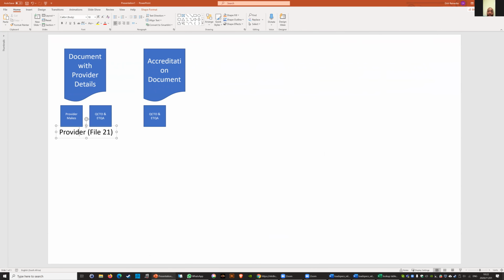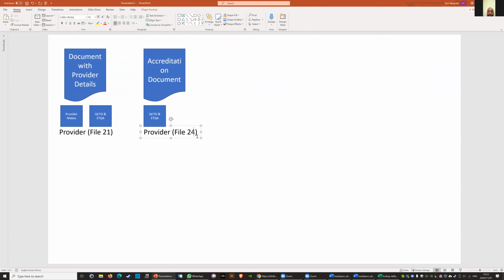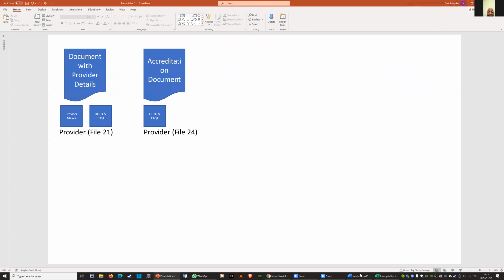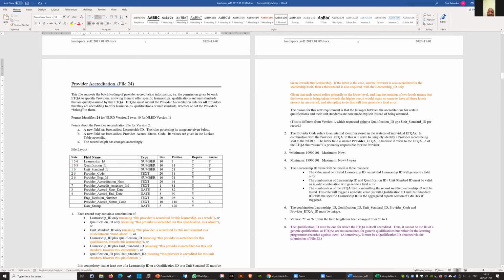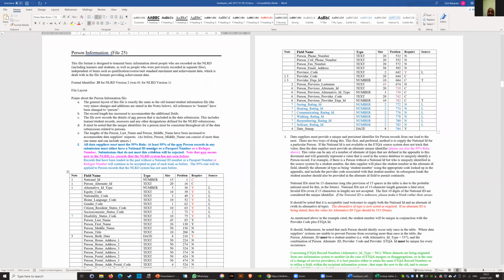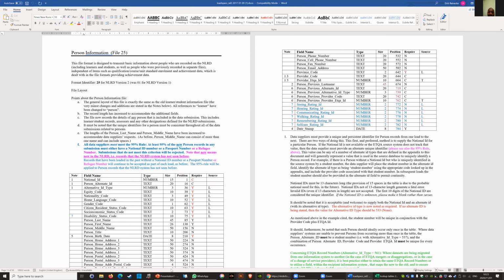So this would be, oh, sorry, it's not file 22. File 24, yes. Okay. I'm just going to close one of them because I keep on opening the wrong one. Okay. So then we come to file 25. Okay, so file 25 is the learner information form.